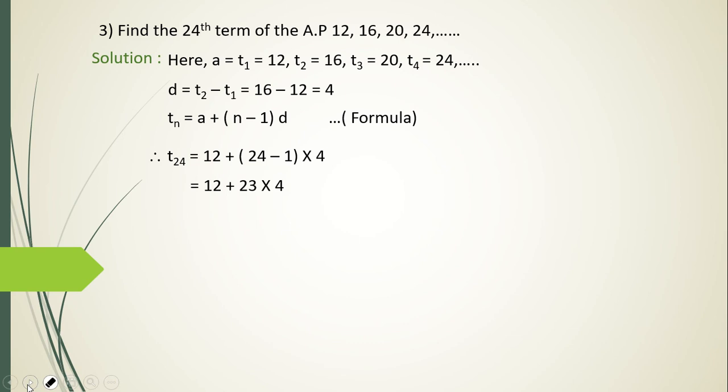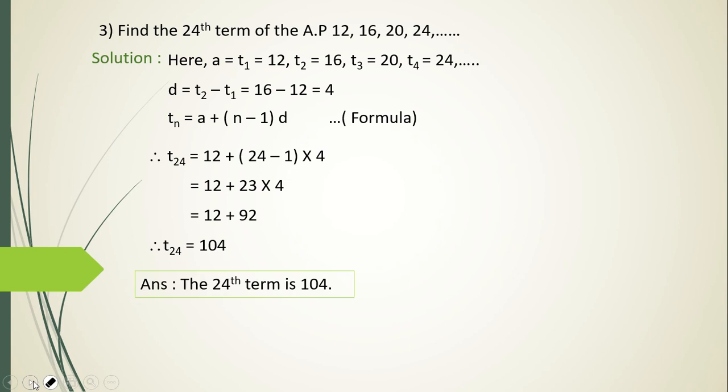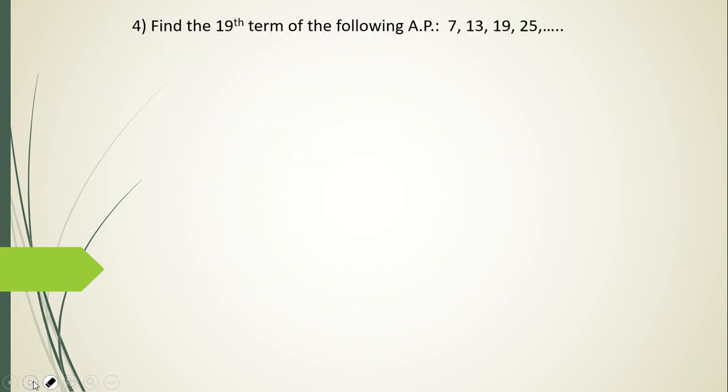So T of 24 is equal to 12 plus 23 into 4. So that's 12 plus 92. Therefore the 24th term is 104. And hence the final answer: the 24th term is 104. Come to the next sum, the fourth sum. Once you know the formula, students, the sums are quite easy and interesting also.